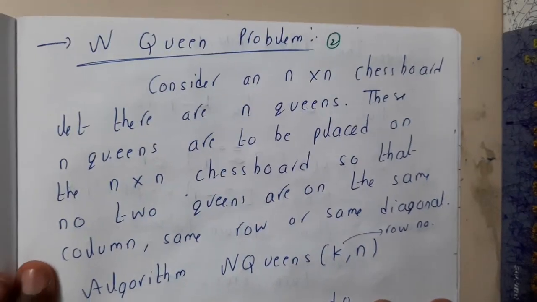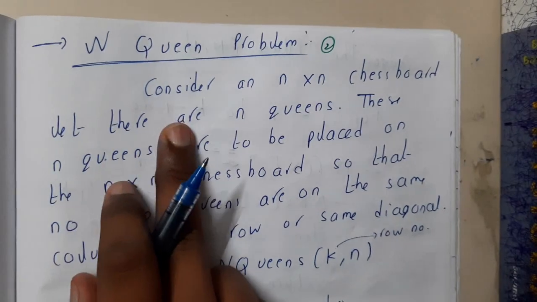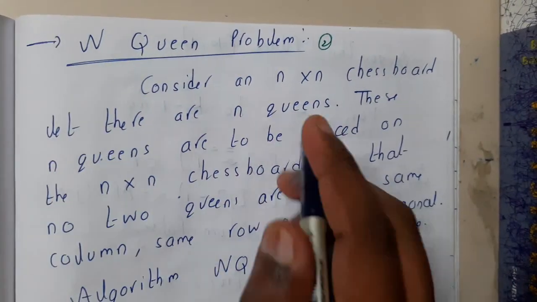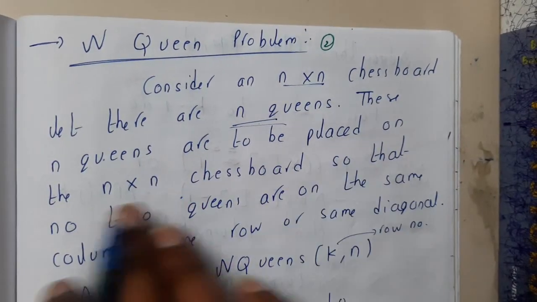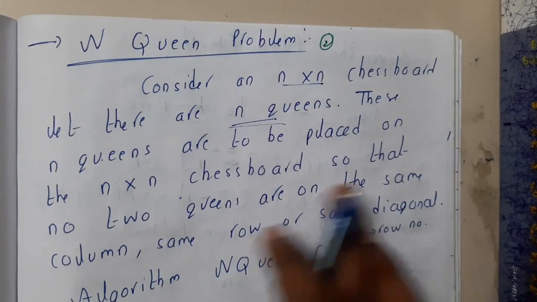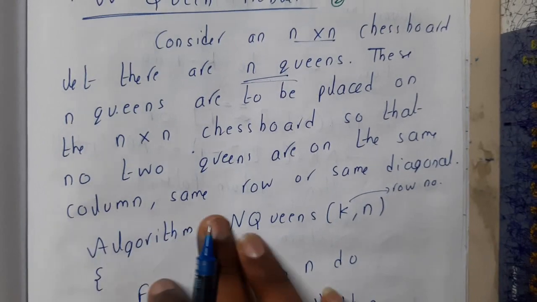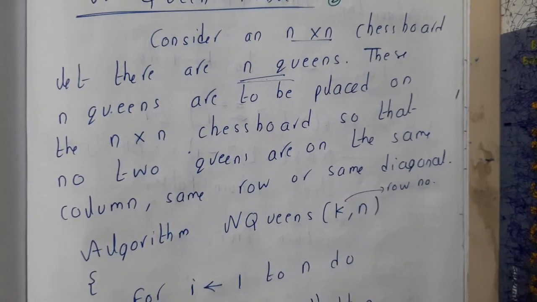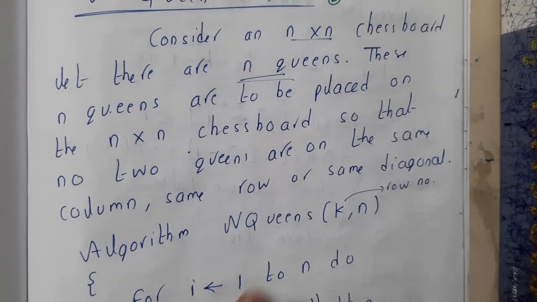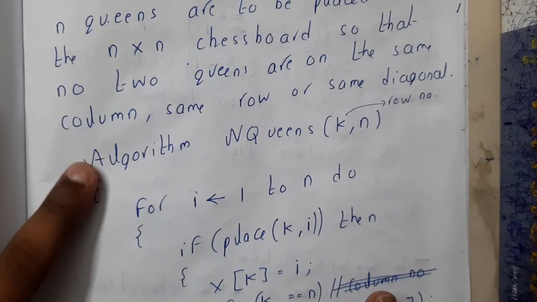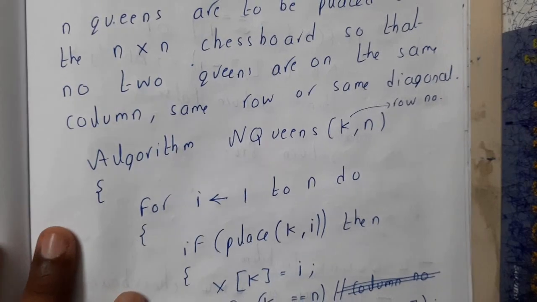First let us go through the n-queen problem, guys. Consider an n cross n chessboard, and let there be n queens. These n queens are to be placed on the n cross n chessboard so that no 2 queens are in the same column, same row, or on the same diagonal. So we have all the 3 conditions. Now shall we go through the algorithm, guys, because the algorithm is quite simple. After that we will go to the 4-queen problem.